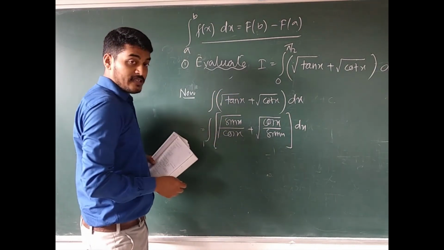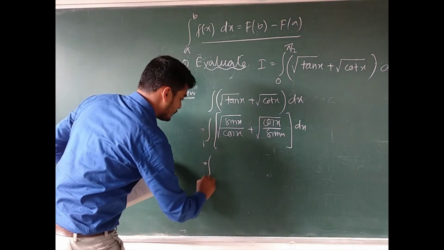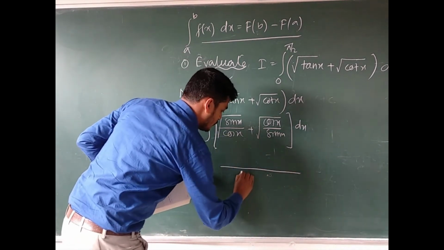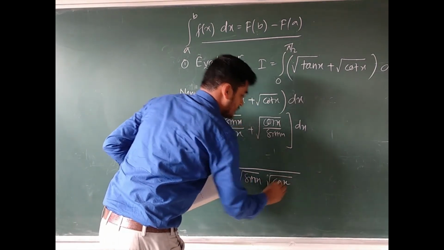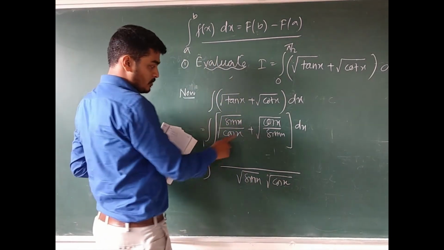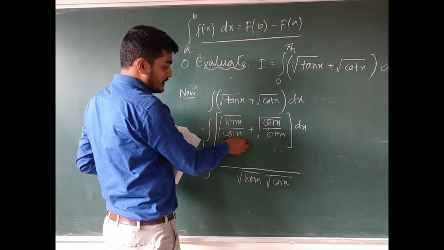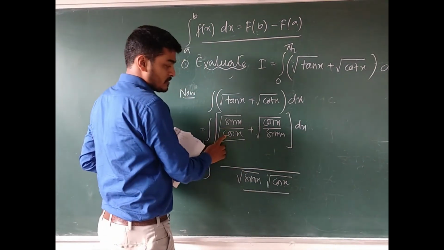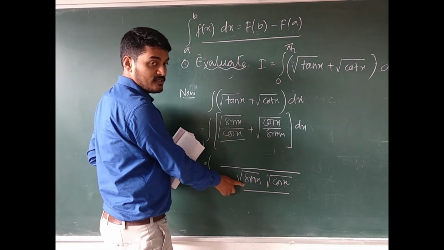Now you can easily take the LCM. I think so. You will be able to take the LCM. So what is the LCM? Here it will be square root of sin x into square root of cos x. Now if we compare the denominator of both the cases, square root of cos x is there in both the cases. But what is not there in the denominator? Square root of sin x is not there.